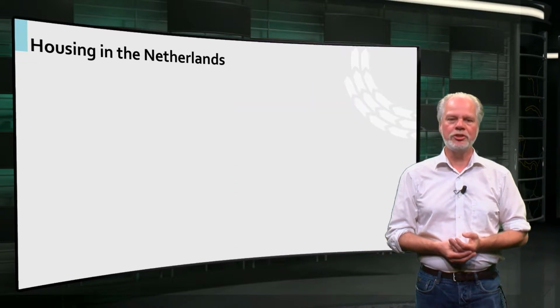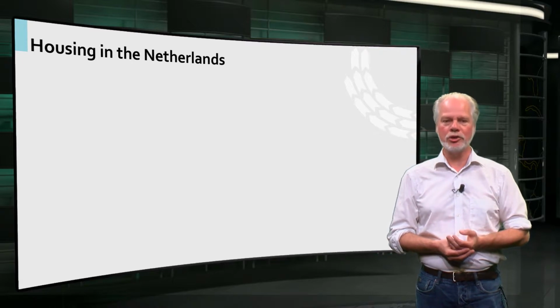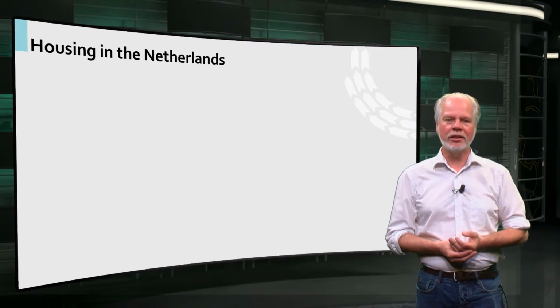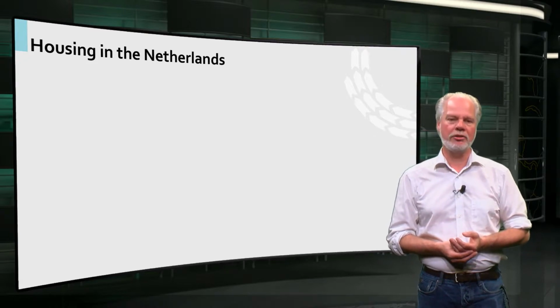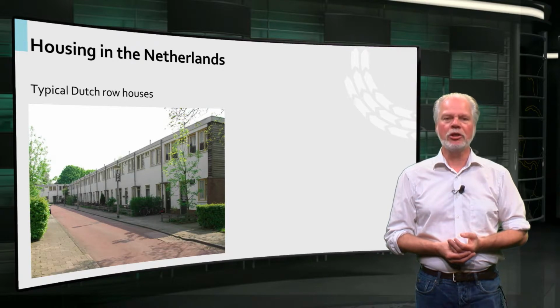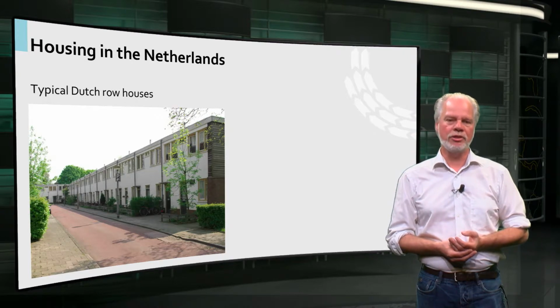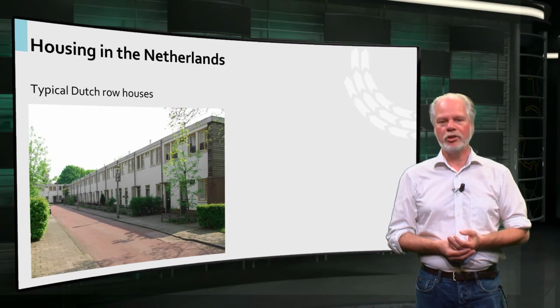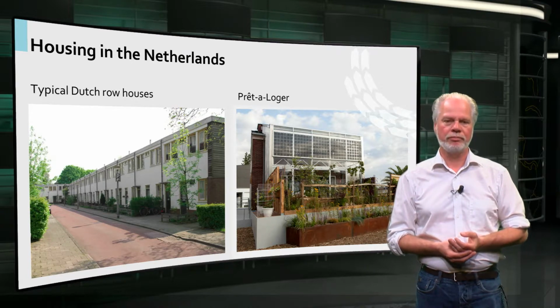Earlier in this course, we showed you a sustainably adapted row house from the Prouwloger project. In the Netherlands, we have 4 million typical Dutch row houses like these, built in large quantities since the 1950s, and most of them are very energy inefficient. The Prouwloger house is an example of a high-end refurbishment.